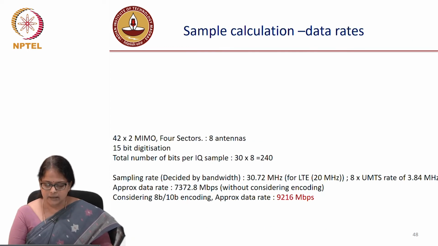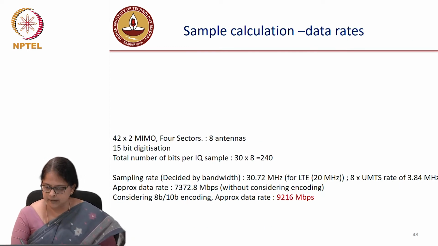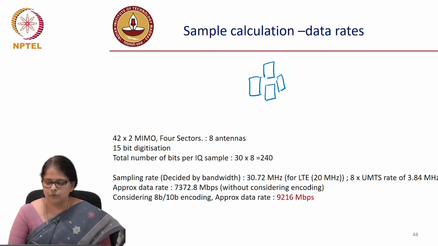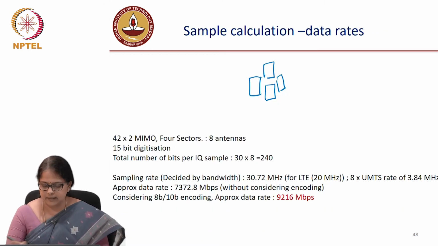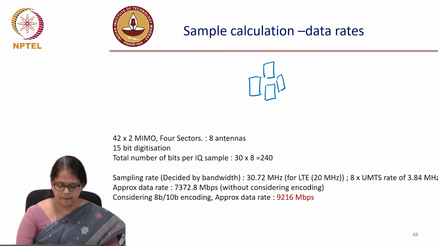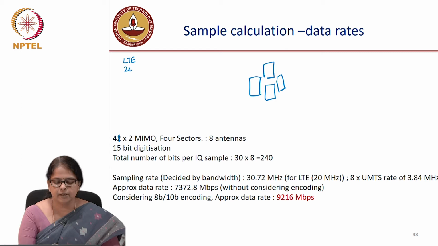Okay, and so let's take the example where I have, let's say, 4 antenna sectors. We are trying to figure out what data rates are required in a CPRI link, right? So let's take the example of LTE, which is your 3G communication.